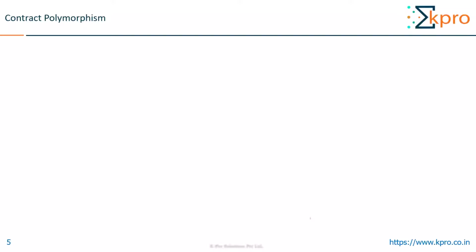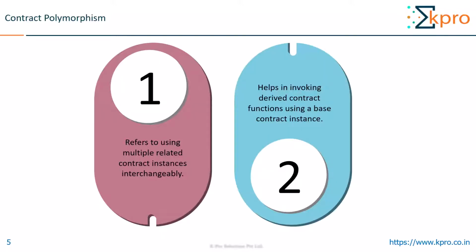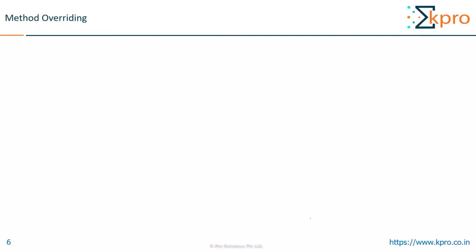Now let us talk about what is contract polymorphism, which is the second type of polymorphism present in the Solidity language. So contract polymorphism refers to using multiple related contract instances interchangeably. Contract polymorphism helps in invoking derived contract functions using a base contract instance. So method overriding is a type of contract polymorphism. Next, let us see what this method overriding is.